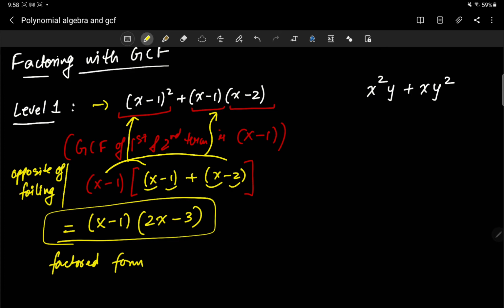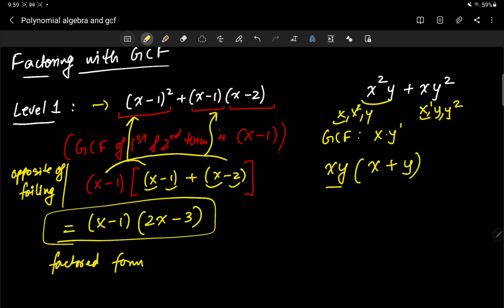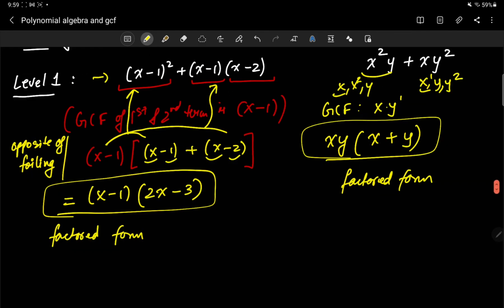Now the same thing here. The factors of these are x squared y, and x y squared. So there's an x in both, but the common is just 1. The lowest power of x is 1, and the lowest power of y is 1. So if I factor out an xy, I'm left with x plus y, and that's it. That is the factored form. Okay, this method is called factoring with the GCF.